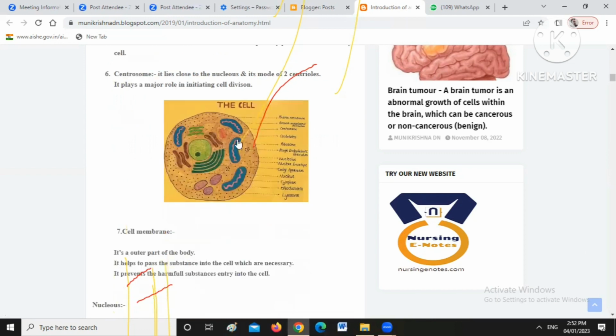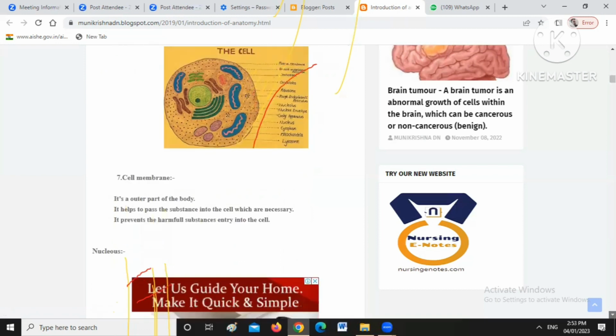Cell membrane: this is the cell membrane. It is the outer part of the cell and it helps to pass the substances into the cell which are necessary. Harmful substances are stopped here only. It won't allow them to enter inside the cell and it prevents harmful substances from entering the cell.